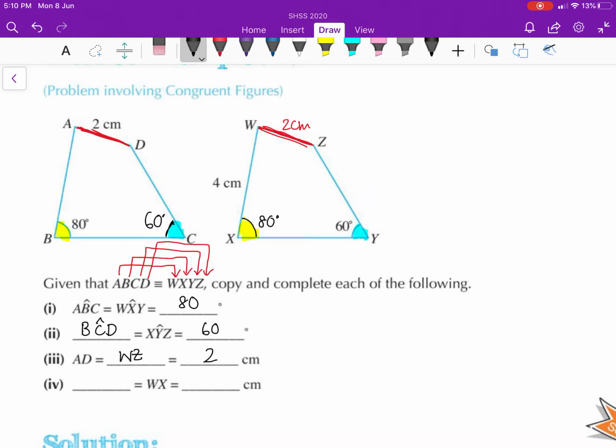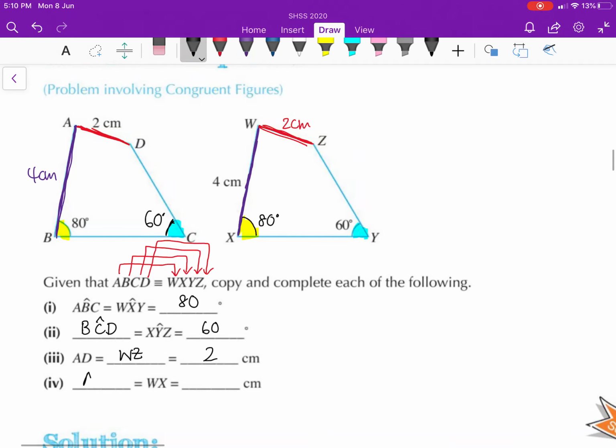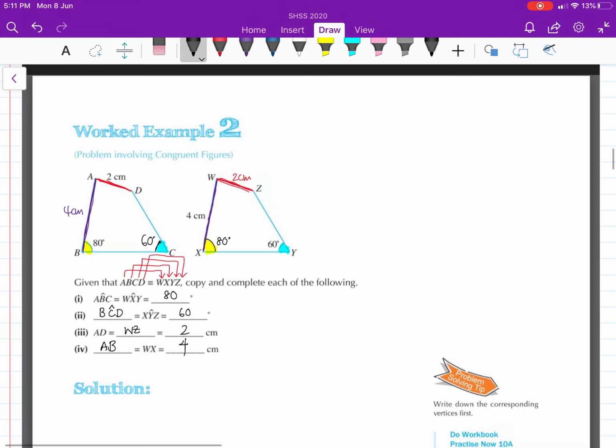Lastly, WX is also the same as AB. They are the same side. So if WX is 4 cm, AB also must be 4 cm. So again, arrangement is important. AB equals to WX equals to 4 cm. Done. So this is a typical congruent question in the exams.